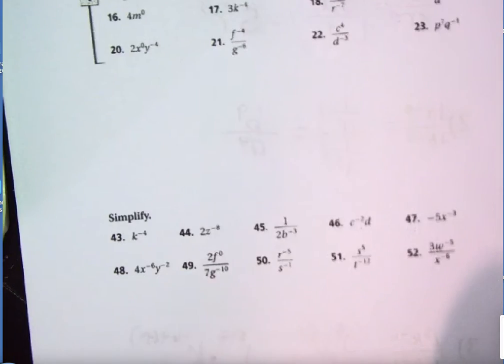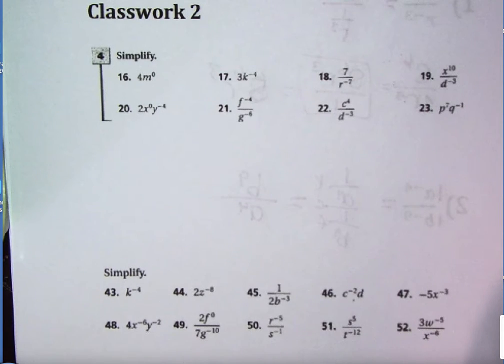So I wanted you to practice this. I think this is to finish for homework. Remember, you can't have negative exponents. Think about our rules. We're going to get to the next one in a second. I guess we could do the answers. No, we won't. We'll pause.